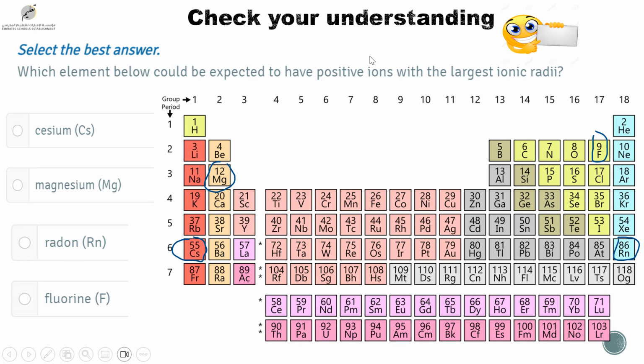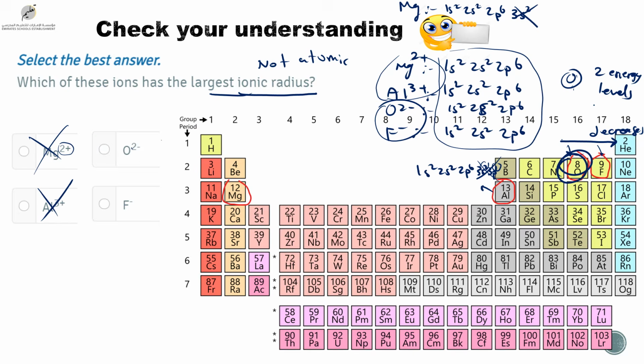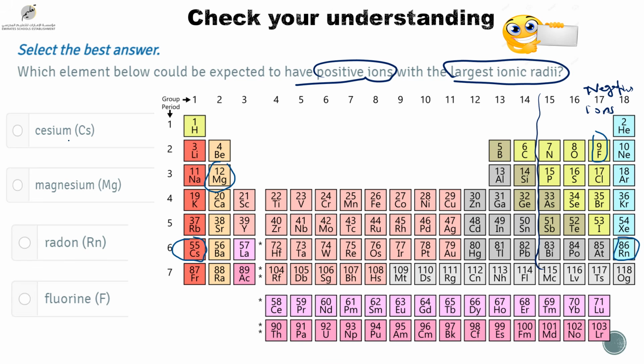Okay? So this question asks which element below could be expected to have positive ions with the largest ionic radii. So guys, you know that this part will be negative ions, right? Negative ions. Where did we see that? So it's here. So negative ions, and here are positive ions, right? So automatically F and Rn are out.